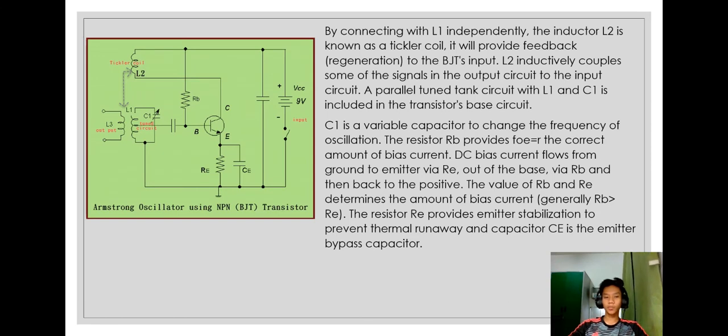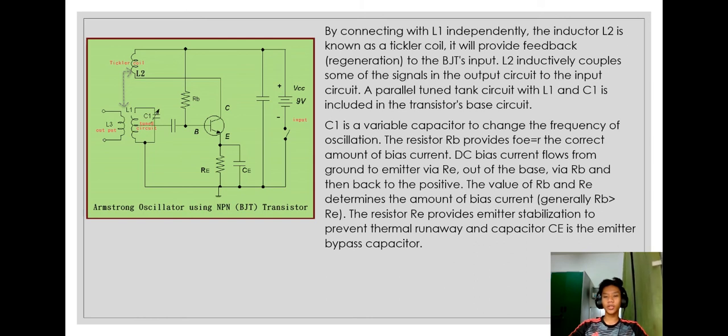This is an example of an Armstrong oscillator circuit using an NPN BJT transistor. Connected with L1 independently, the inductor L2 is known as a Tickler coil. It will provide feedback regeneration to the BJT's input. L2 inductively couples some of the signal in the output circuit to the input circuit. A parallel tuned tank circuit with L1 and C1 is included in the transistor's base circuit. C1 is a variable capacitor to change the frequency of oscillation.